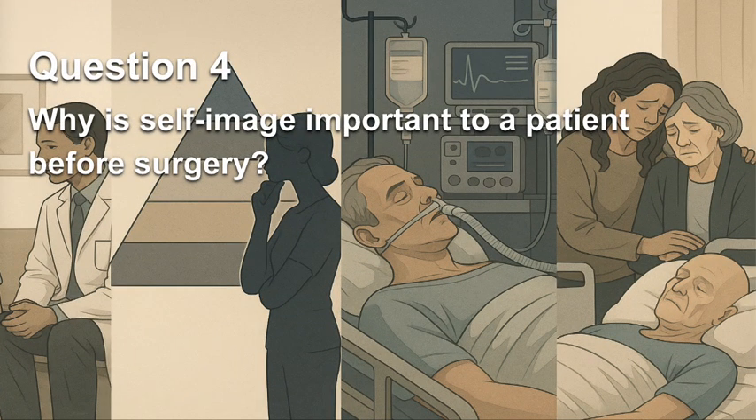Question 4. Why is self-image important to a patient before surgery? How might illnesses or surgery affect how someone views their role in life? What connections exist between self-image and physical capabilities? Why might a patient grieve the loss of their normal routine or identity? How does social belonging play into a patient's emotional well-being?